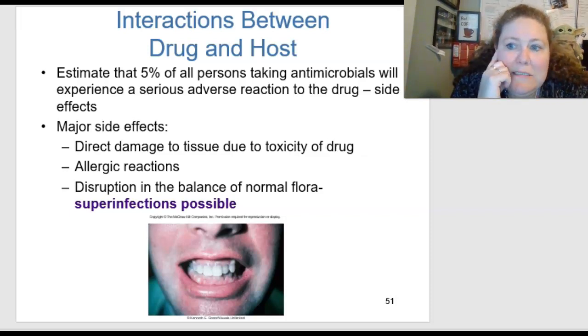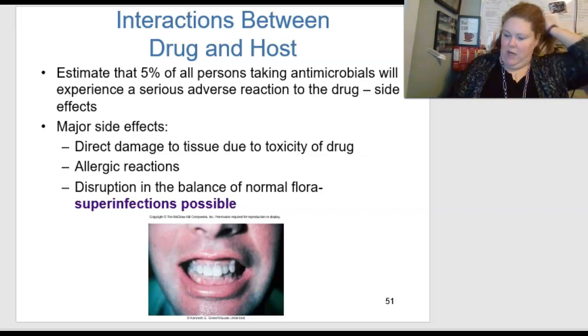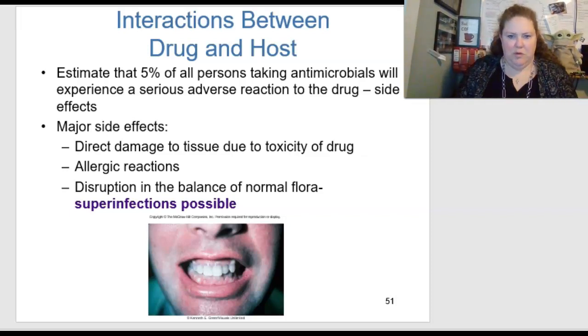So what about interactions that occur between the drug and the host? Well, it's estimated that 5% of all persons taking antimicrobials will experience a serious adverse reaction to the drug, and that would be like the side effects. So major side effects can include direct damage to the tissue due to the toxicity of the drug, allergic reactions, as well as disruption in the balance of normal flora, and this would be like a superinfection that can occur.